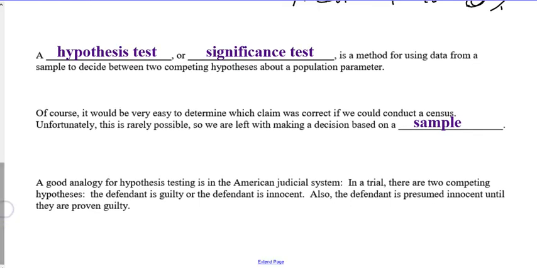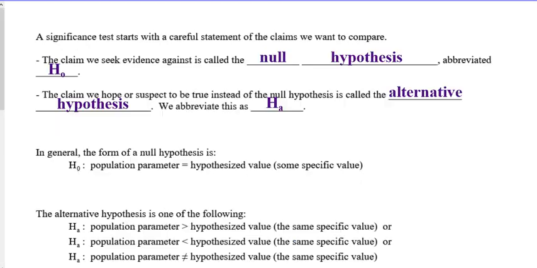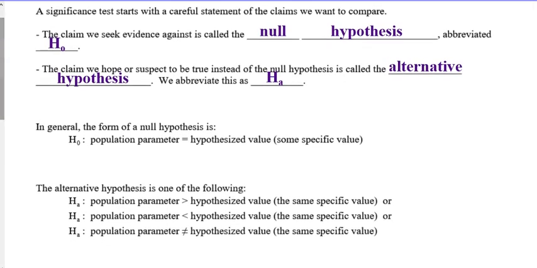So a good analogy for hypothesis testing is the American judicial system. In a trial, there are two competing hypotheses. Only two. Guilty or innocent. We assume innocent until proven guilty. All right? So therefore, we're going to have one hypothesis as our basis, and then the rest is to prove it wrong. So, a significance test. We just talked about our hypothesis test. We'll start with a careful statement of the claims we want to compare.